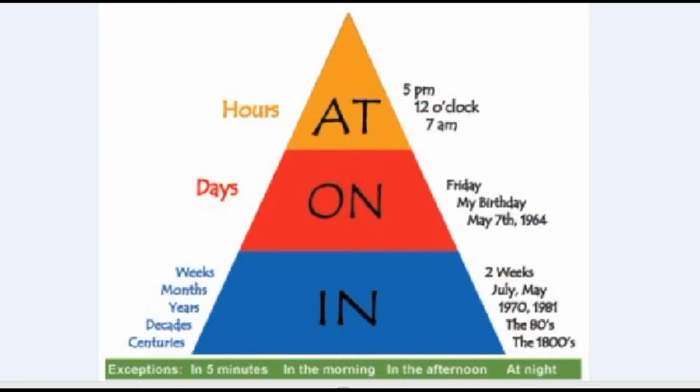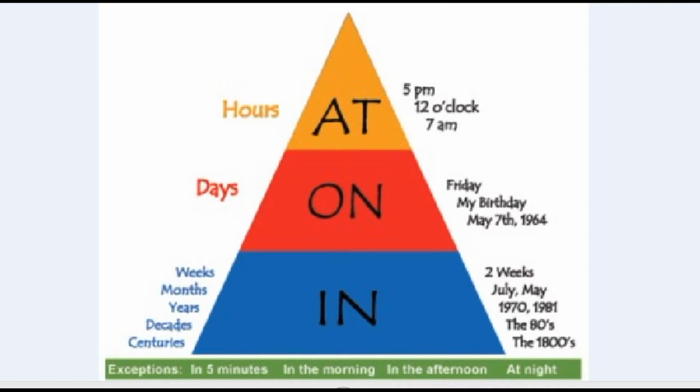Let's check some exceptions. Remember, hours we use at 5 p.m., at 12 o'clock, at 7 a.m. For days we use on Friday, on my birthday, on May 7th, 1964. Remember, for the months we use in, but when we have the complete date, we use on before the month and the day, right? Don't forget about it.